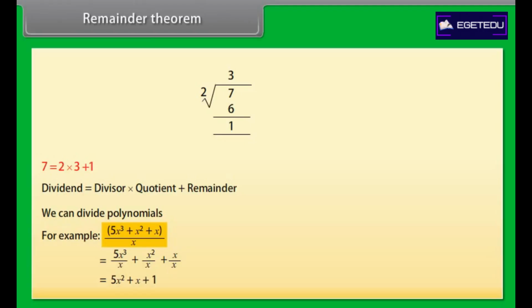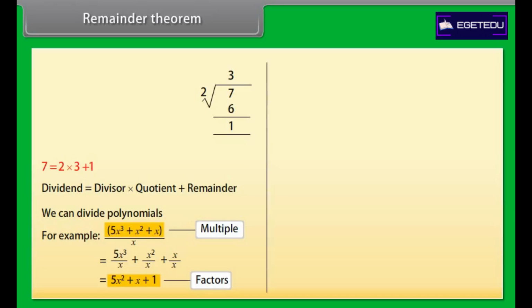Remainder theorem. We remember doing division in arithmetic. For example, 7 divided by 2 equals 3 with the remainder 1. Each part of the division has names: dividend, divisor, quotient, and remainder, which can be rewritten as a sum like this. Dividend is equal to divisor into quotient plus remainder.